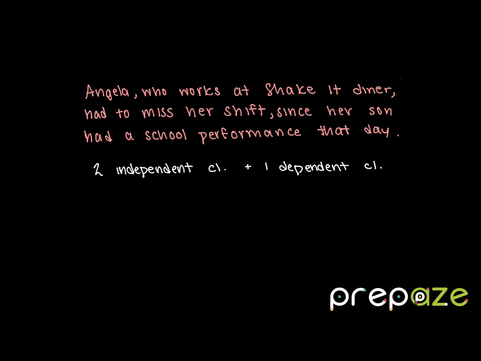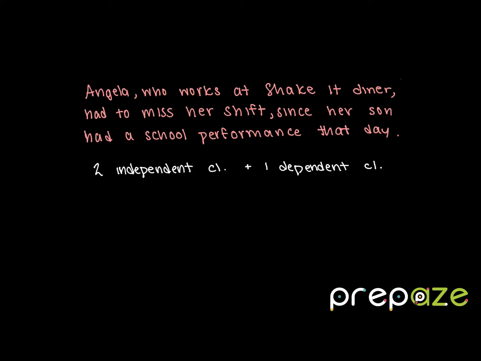Now, these clauses don't need to be in a specific order. We can either have the dependent clause at the beginning and two independent clauses following it, or we can have an independent clause, a dependent clause, and then another independent clause. It doesn't matter the order of our clauses. We just need to make sure that we have all three of these types of clauses in our sentence. So let's take a look at the sentence below.